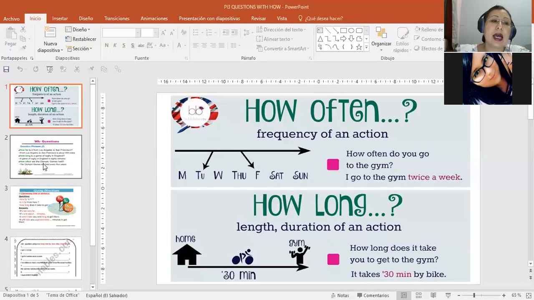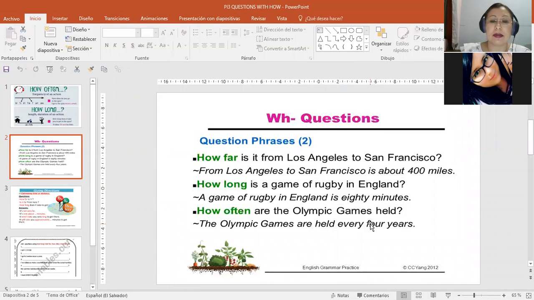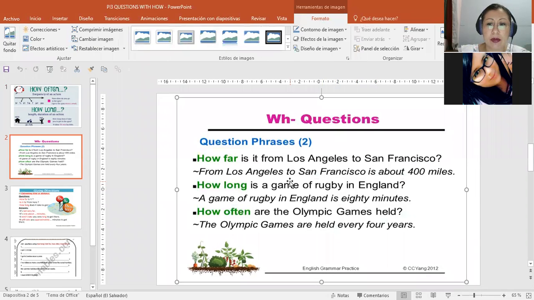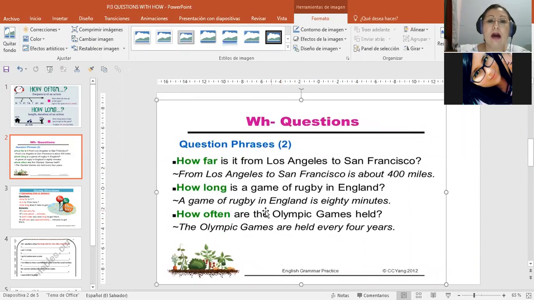Okay, after saying that, I will move to the other questions. For example, how far is it from Los Angeles to San Francisco? And then you say, from Los Angeles to San Francisco is about 400 miles. Here in El Salvador, we usually measure distances by kilometers or square kilometers, kilómetros cuadrados, ¿verdad? But in the US or in other countries, they normally use miles, millas. The other question, how long is a game of rugby in England? A game of rugby in England is 80 minutes, okay?